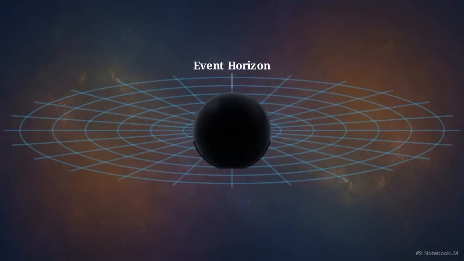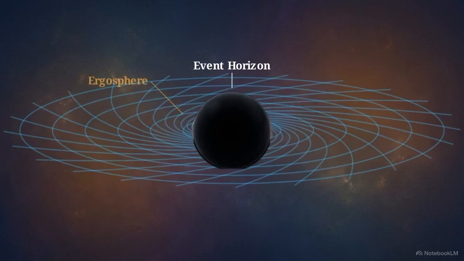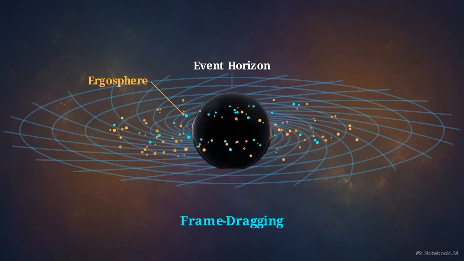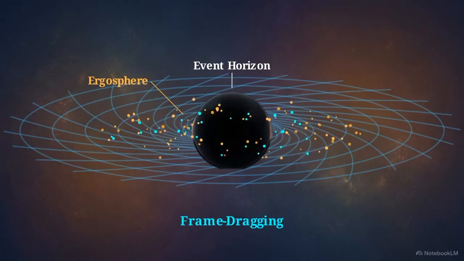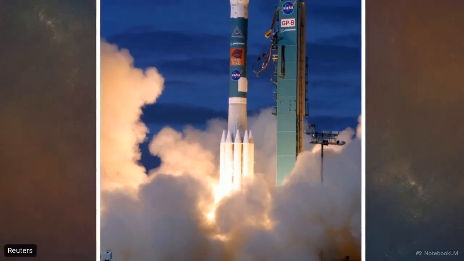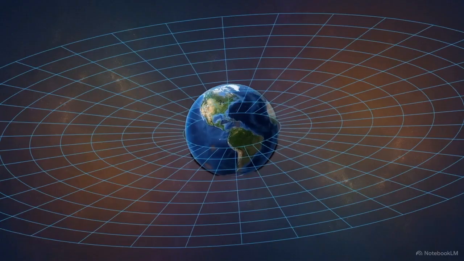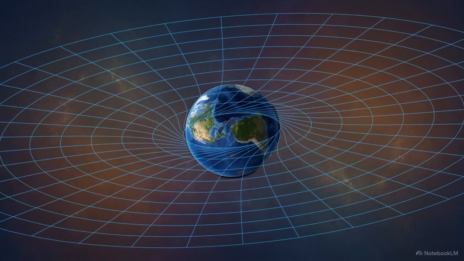Rotation twists the surrounding fabric of space, creating an oblate, pumpkin-shaped boundary called the ergosphere that sits outside the event horizon. This creates a whirlpool of space, where all objects are forced to rotate in the direction of the black hole's spin. This effect is called frame dragging. It was physically verified by the Gravity Probe B experiment, which measured a similar, though smaller, twisting of space caused by the rotation of the Earth.